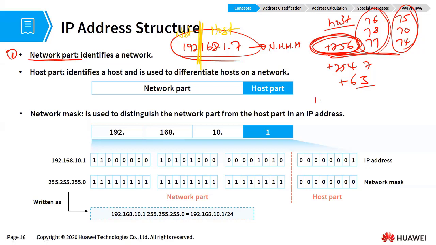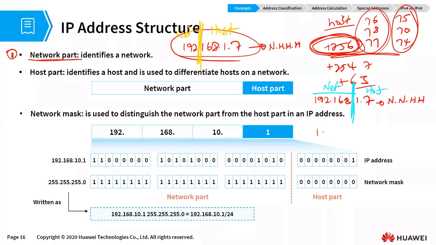Alternatively, in the IP address 192.168.1.7, same IP address, right? Exactly the same IP address. We can decide to divide it from here and say this part is for the network and this part is for the host, meaning that we have an IP address in the format network.network.host.host. Is anyone with me?